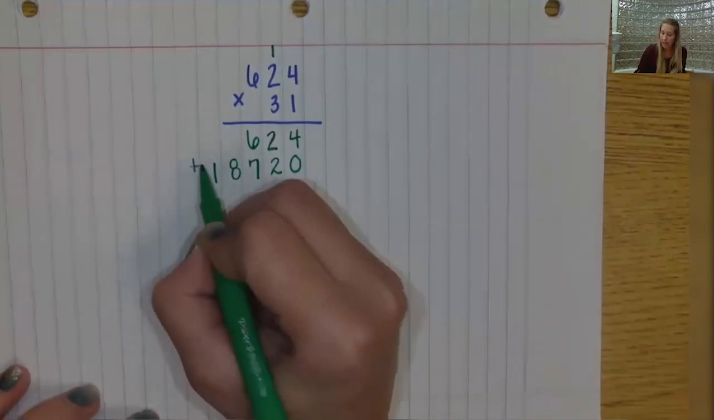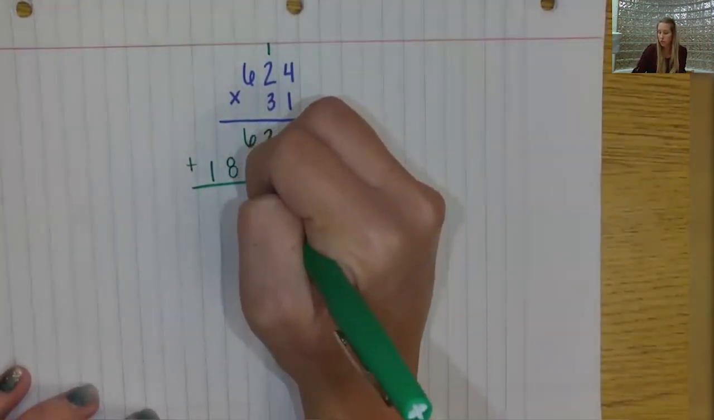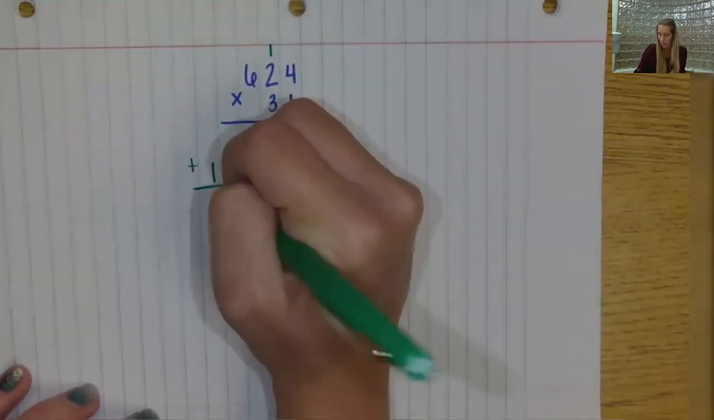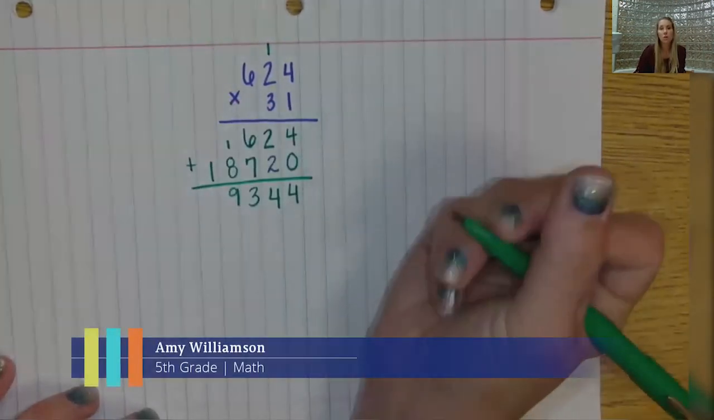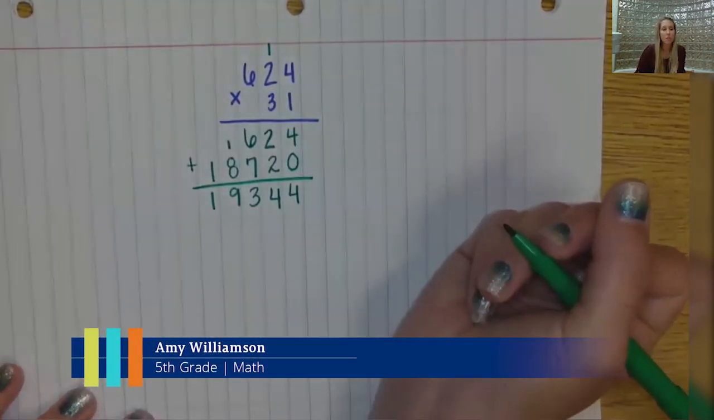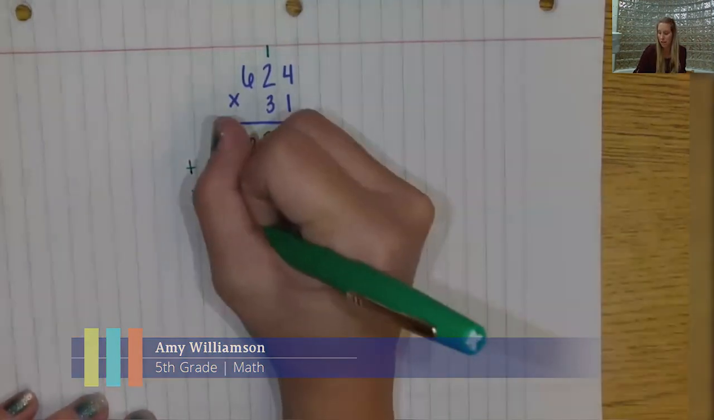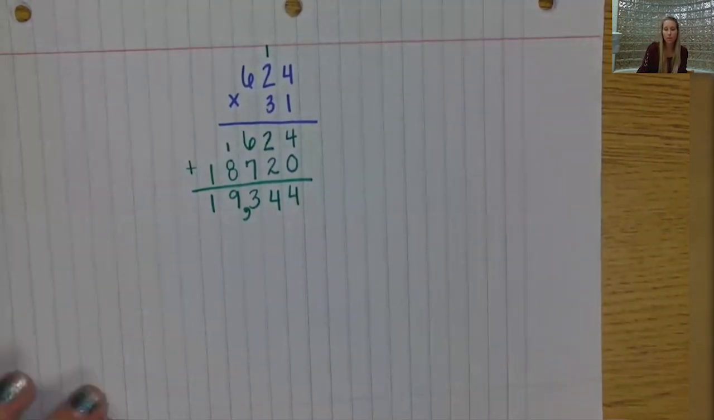That's right, we add them. 4 and 0 is 4, 2 and 2 is 4, 6 plus 7 is 13. Regroup a 1. 8 plus 1 is 9, and 1. And we get the final product of what? Exactly, 19,344.